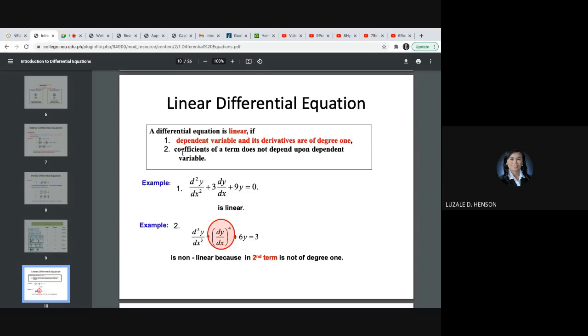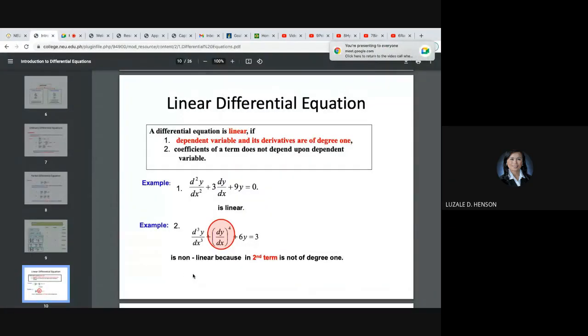Look at condition 2. Coefficients of a term does not depend upon the dependent variable. The coefficient here doesn't have a dependent variable, which is y, di ba? The coefficient here doesn't have a dependent variable. Wala naman tayong derivative dyan, kaya okay lang may y. Therefore, this is linear, class. This is linear. Example number 2.